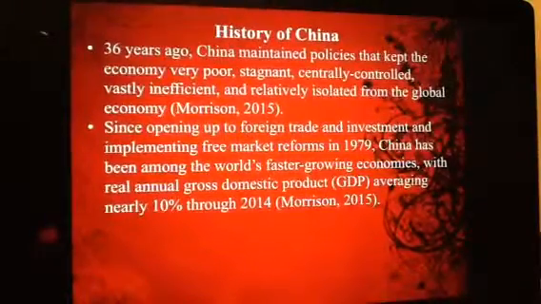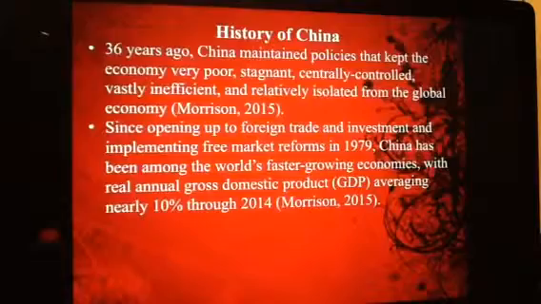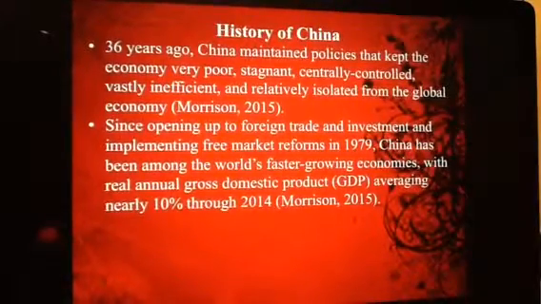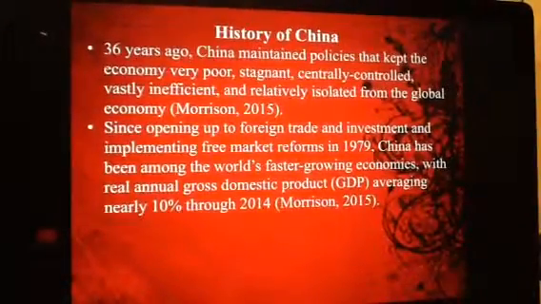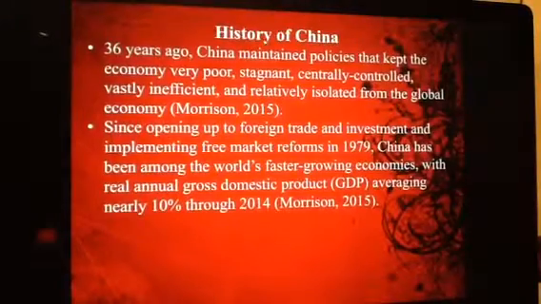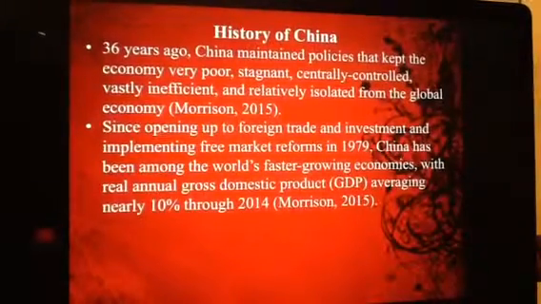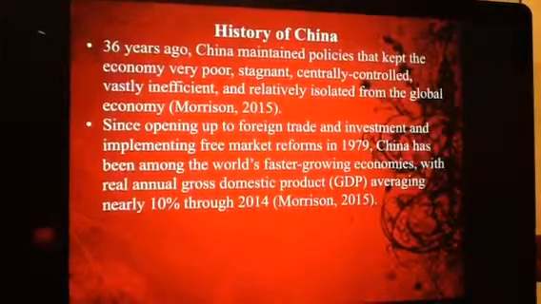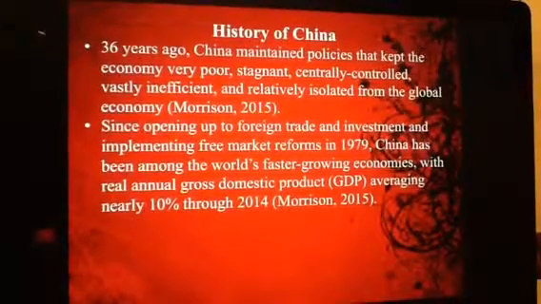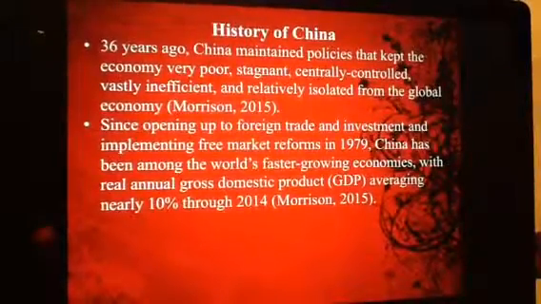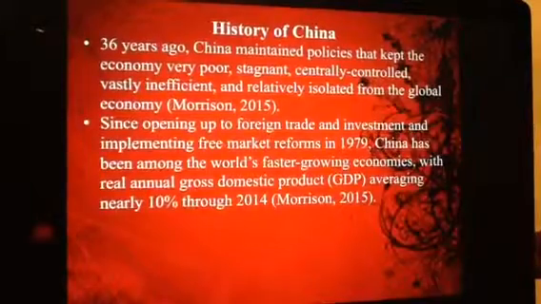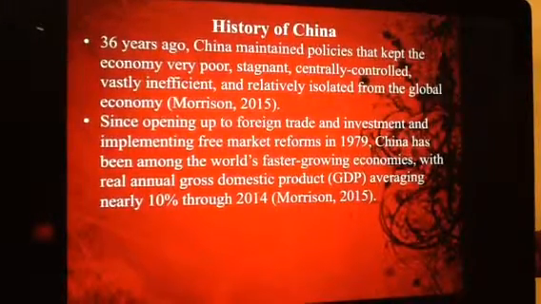History of China. 36 years ago, China maintained policies that kept the economy very poor, stagnant, centrally controlled, vastly inefficient, and relatively isolated from the global economy.